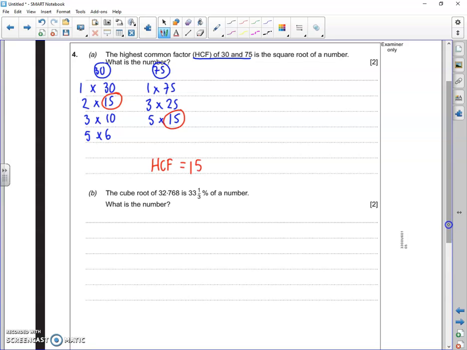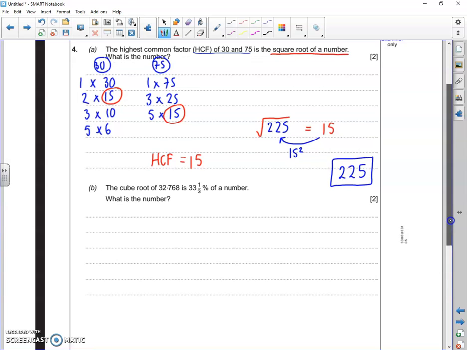Now you're not quite finished because it says that that is the square root of a number. So the square root of something is 15. How do you reverse that? Well, you'll need to do 15 squared. To find out what that number is, 15 squared, you should get 225. So the actual number that you're missing in this question is 225, because the square root of 225 is 15, and that's the highest common factor of 30 and 75.